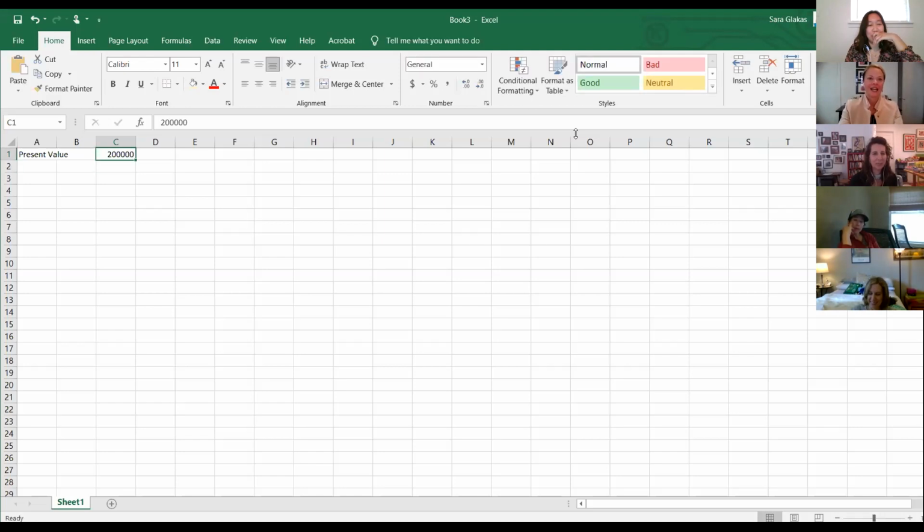Okay, so Caitlin has $200,000 in retirement accounts. That's her present value. We just added up the value of her accounts and came up with $200,000. The next input in time value of money is the number of periods, or in this case, the number of years.